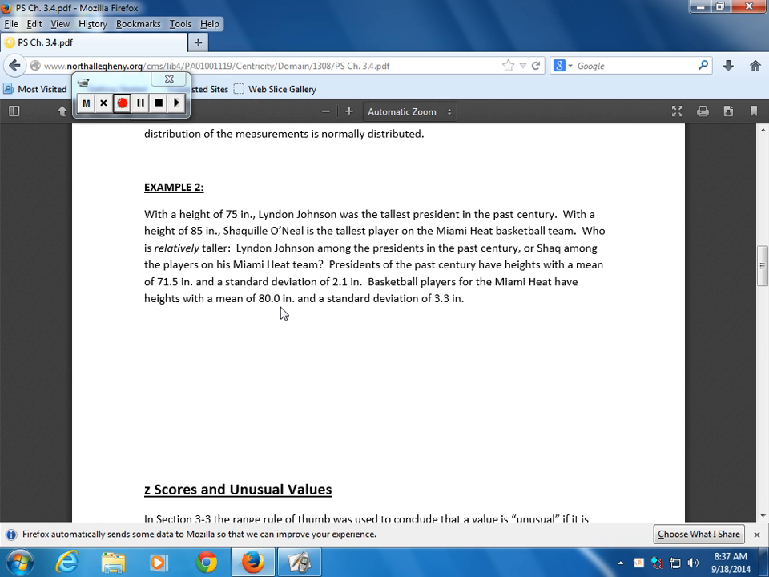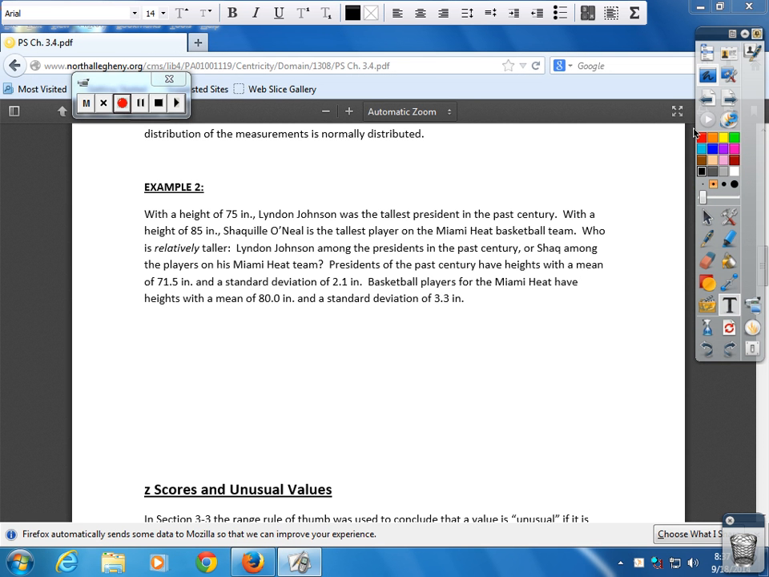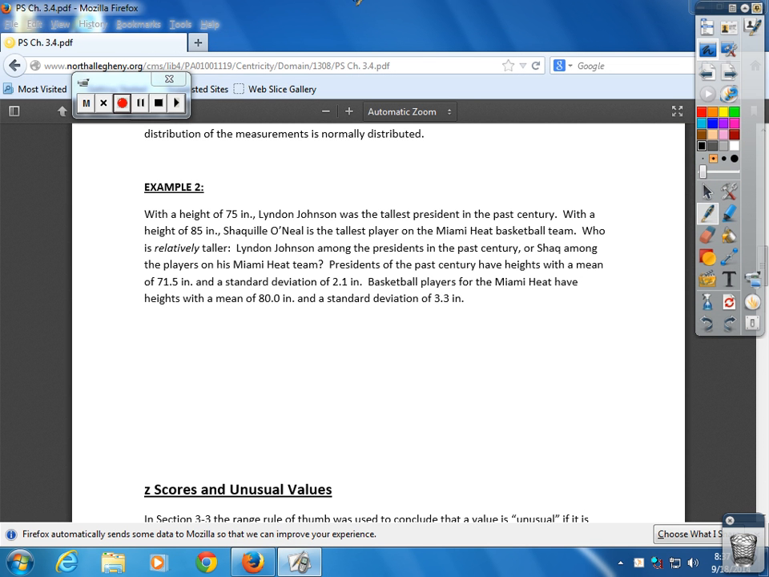All right, y'all ready? Here we go. The formula for z-score is X minus X bar over standard deviation. So z-score is equal to X minus X bar over standard deviation.